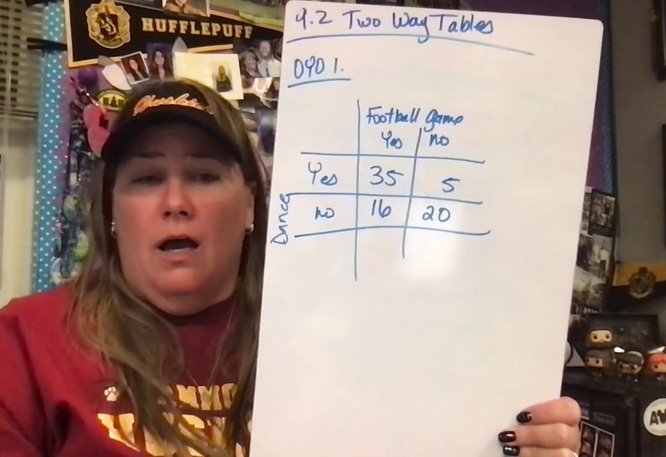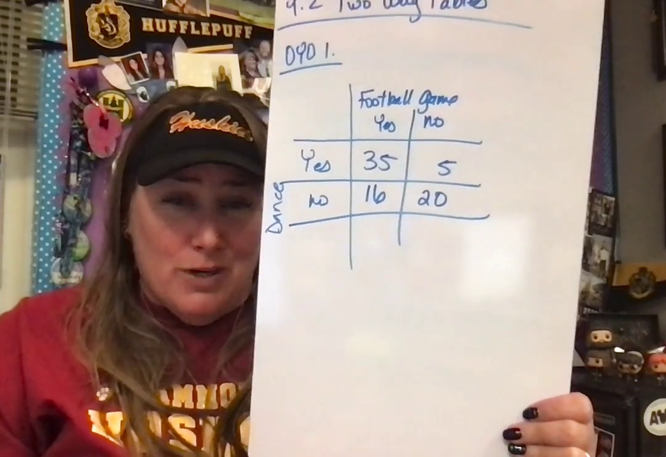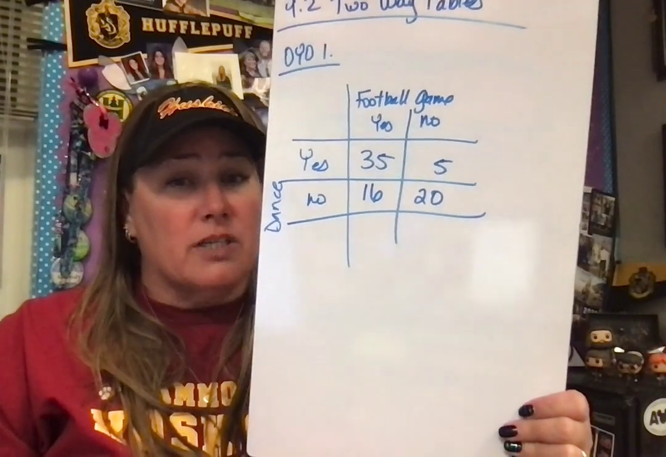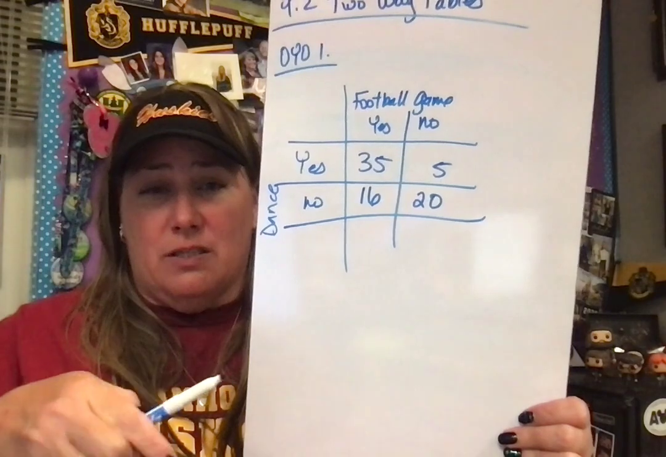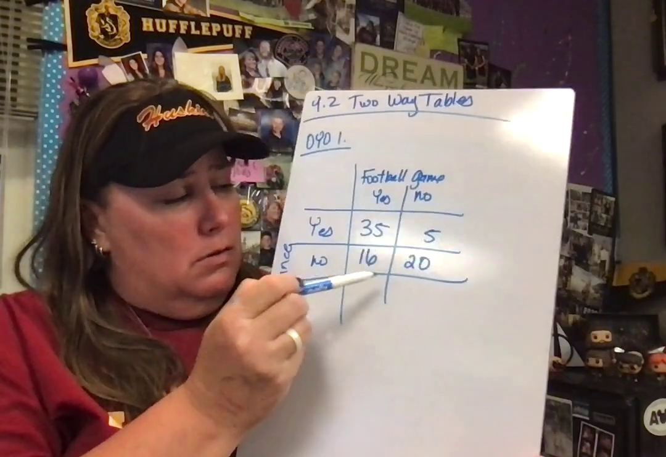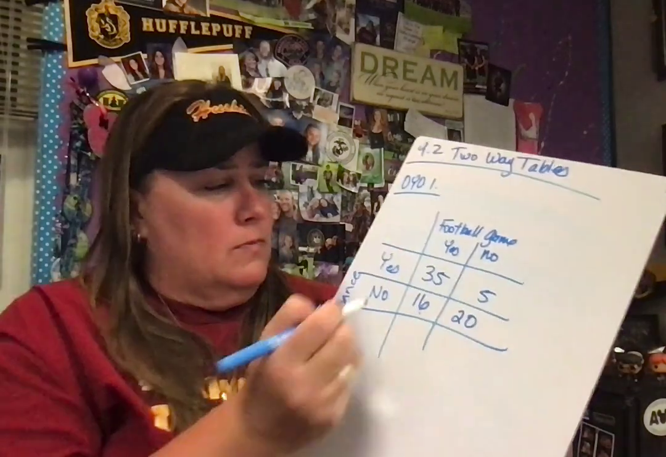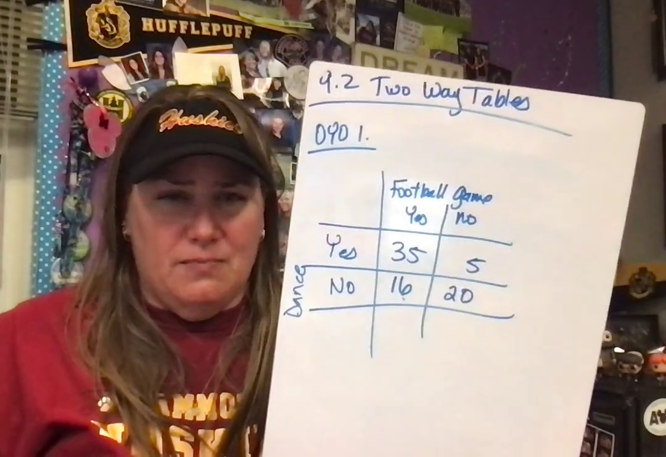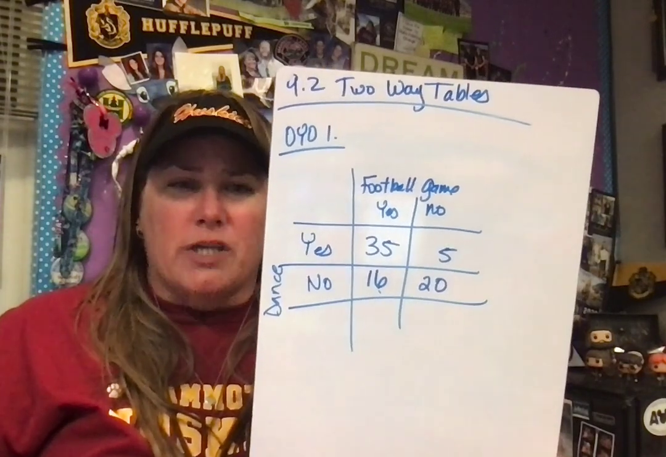Okay. How many kids are not going to the dance, but they are going to the game? So yes, they're going to the game, but they're not going to the dance. That'd be 16. There we go. Okay. So now I'm going to throw you a curve. How many total kids are going to the football game?